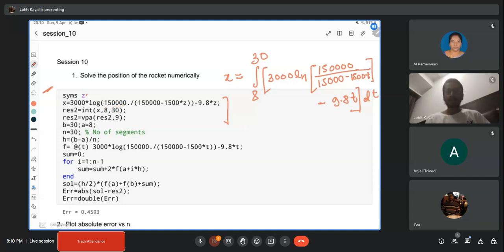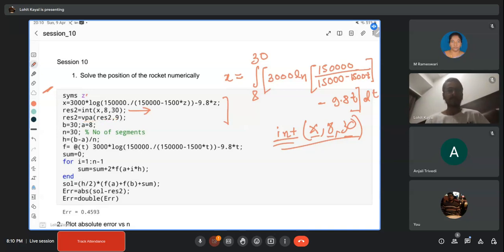And in the first class I told you that in MATLAB, if you want to do symbolic integration, the command is int, with the function that you need to integrate, the starting point and the ending point, x, 8 to 30. Okay. So res2 is the result, I have written it in this way. And VPA. If you solve it, it will give you some analytical expression, but it will not give you any numerical value. To find the numerical value, you need to use VPA. Please see the use of the VPA.